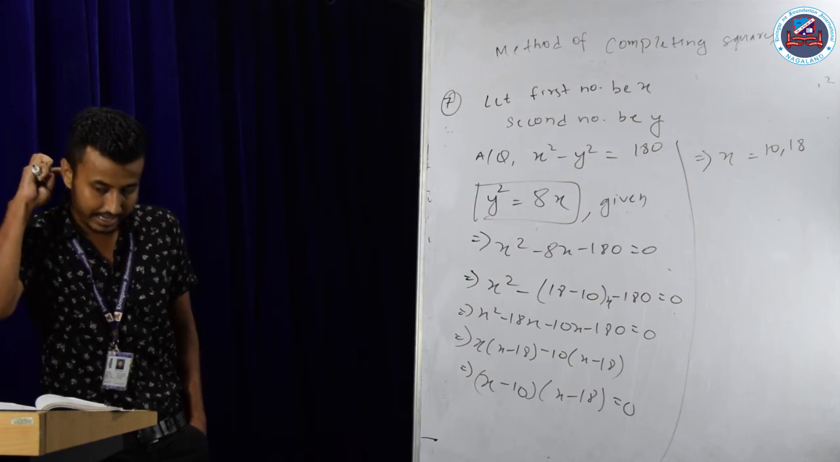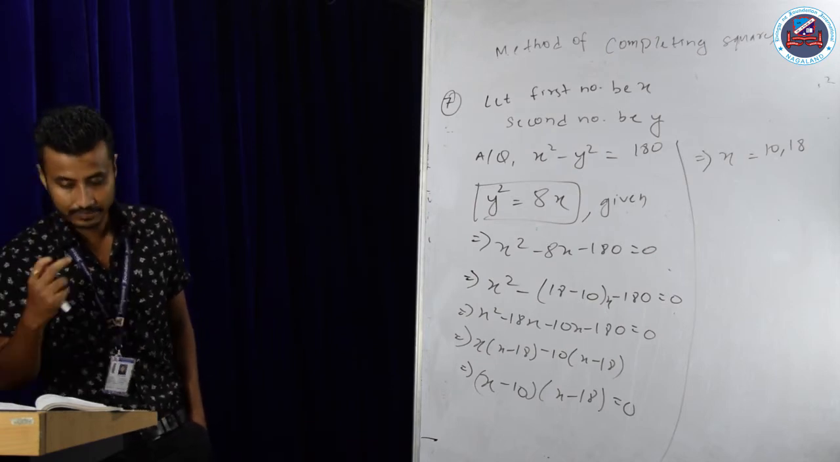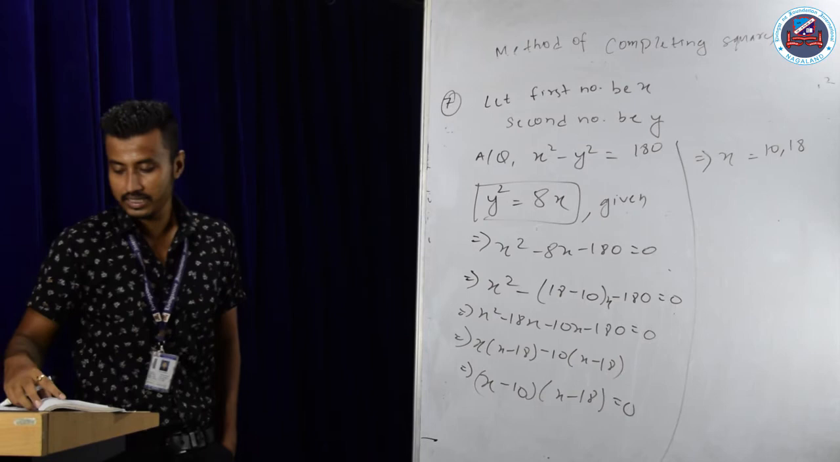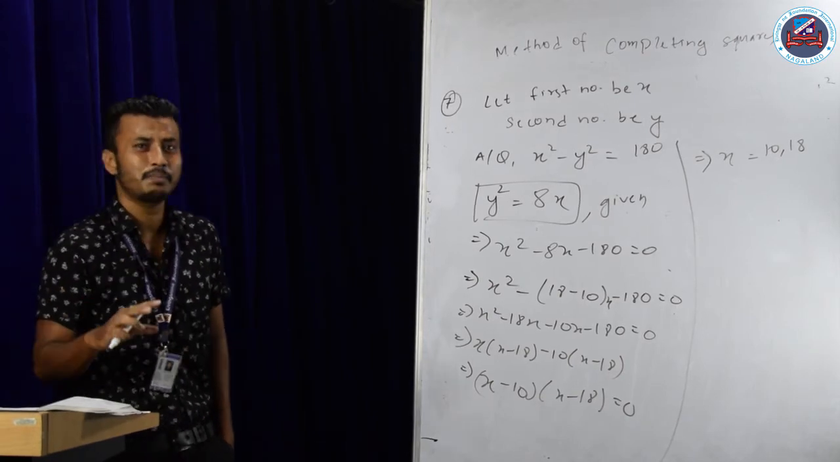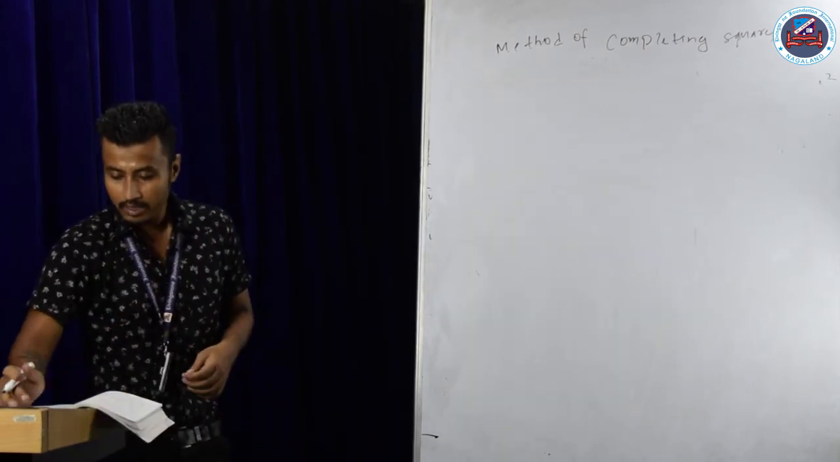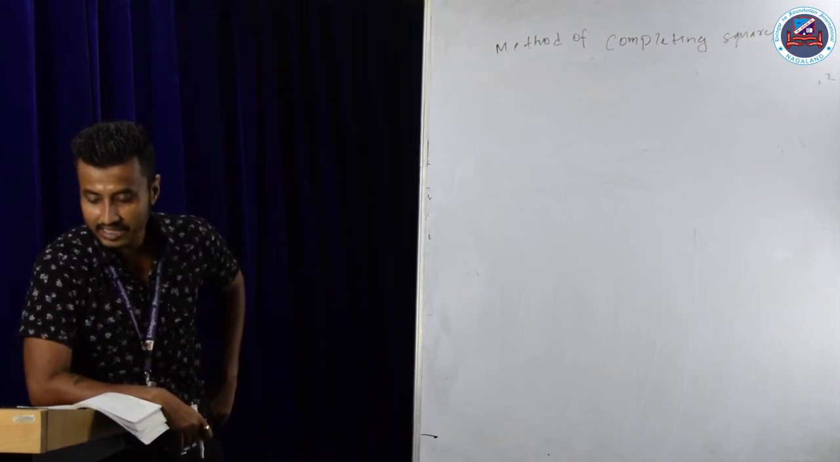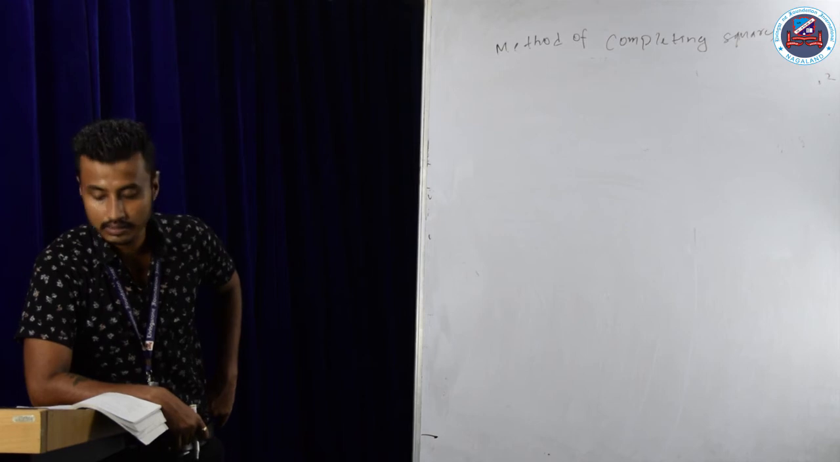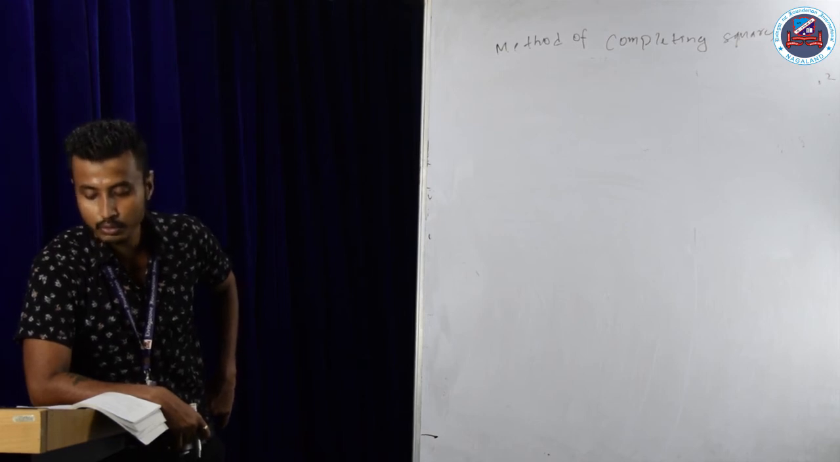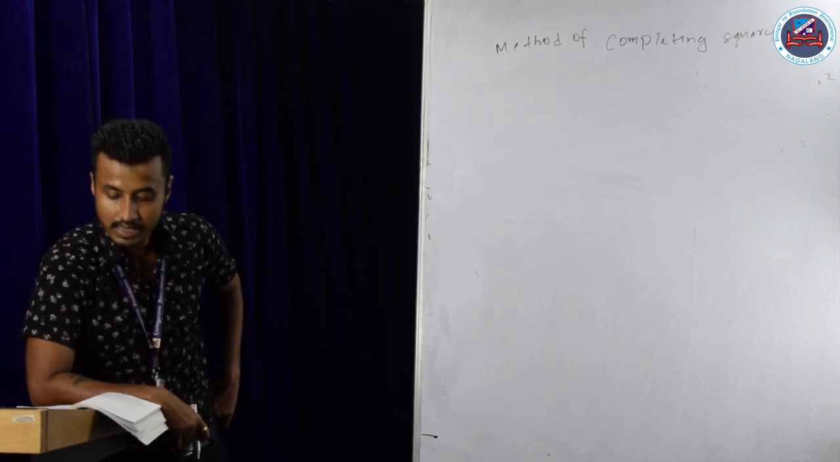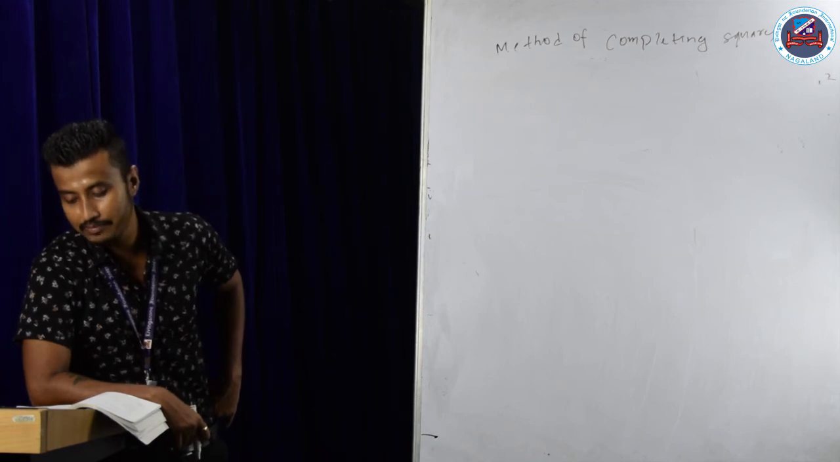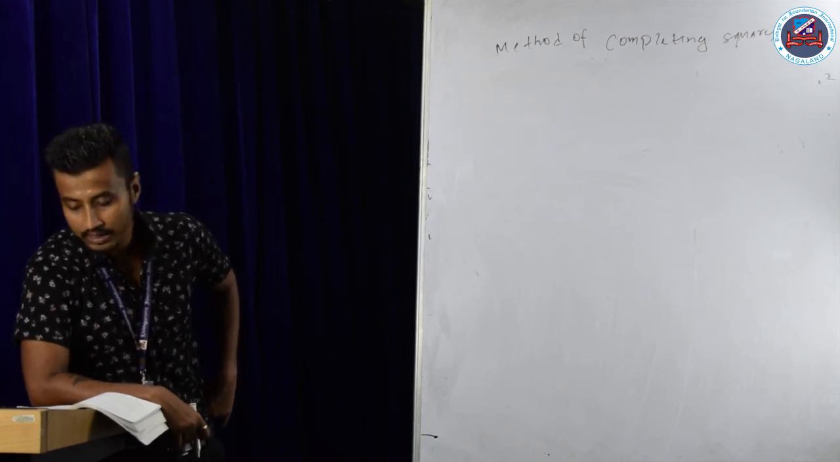Please turn to page number 87. This is example number 15. This is a very interesting type of question and it is also extremely important from this chapter. Now when you read this question: a motorboat whose speed is 18 km per hour in still water takes 1 hour more to go 24 km upstream than to return downstream to the same spot. Find the speed of the stream.